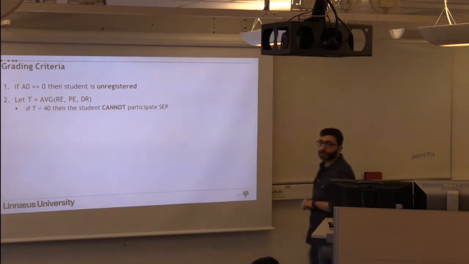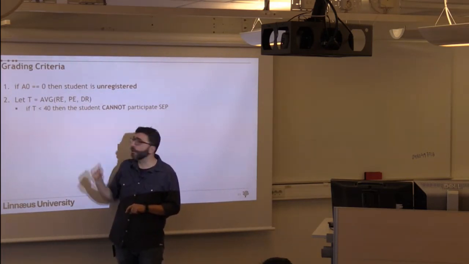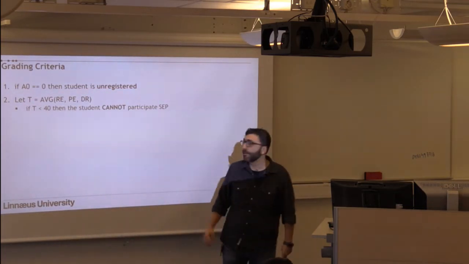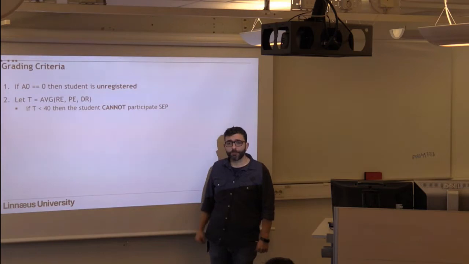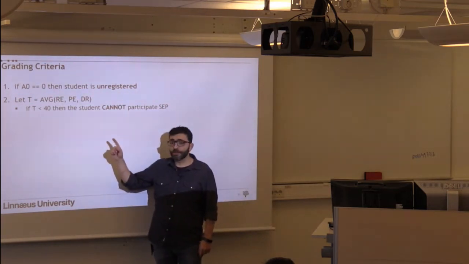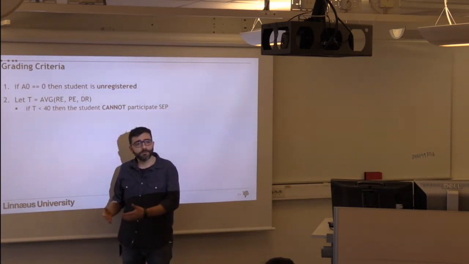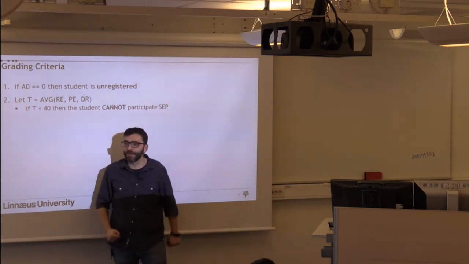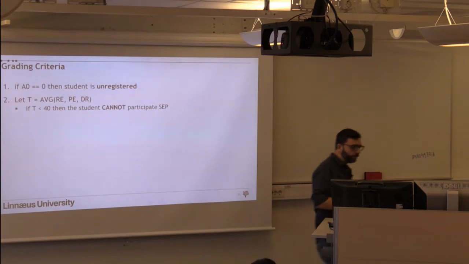So let T be the average of the 3 different scores that you get in the assignments. If the average is less than 40, it means that all the assignments are very bad, then you cannot participate in the SEP, the software engineering project. That's important, so you should study throughout the course, lecture by lecture, make good assignments. If the average is greater than 40, which should be easy enough to achieve, then you can access the software engineering project.